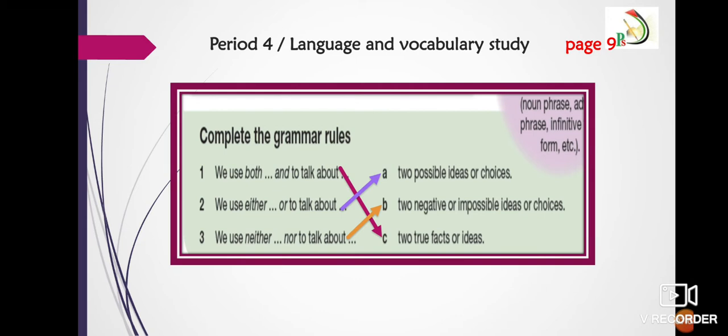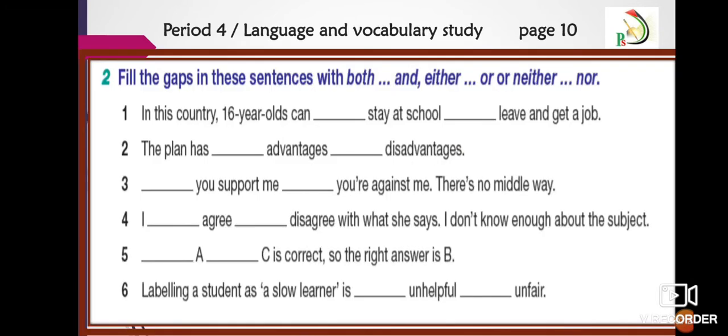So neither and nor, as the term suggests, it is for negative choices. Either or, we have to choose one between two available choices. Both and, we are going for two options. We are not choosing. This is question number 2 on page number 10.